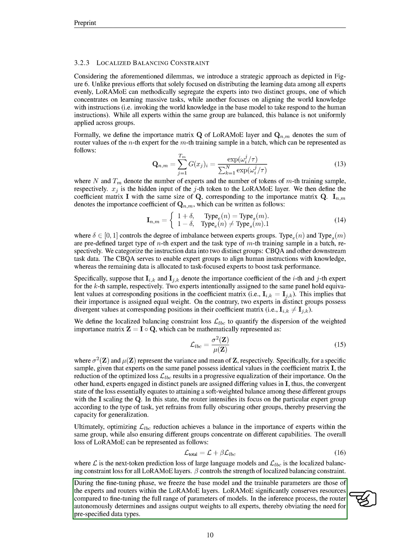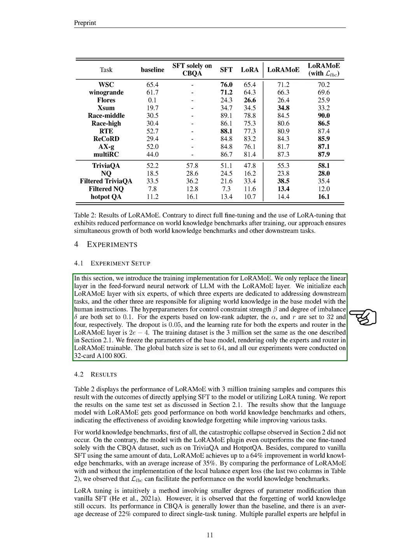Section. Experiment setup. In this section, we'll discuss how we set up our experiment for LoRAMoE, a language model we've developed. We've made a small change to the feed-forward neural network of the base language model, replacing the linear layer with a LoRAMoE layer. We've started with 6 experts in each LoRAMoE layer, half of them focusing on specific tasks, and the other half aligning the base model's knowledge with human instructions. We've set the control constraint strength and degree of imbalance to 0.1. For the experts that use a low-rank adapter, we've set 2 parameters, alpha and R, to 32 and 4 respectively.